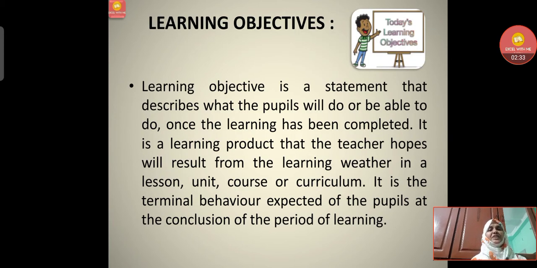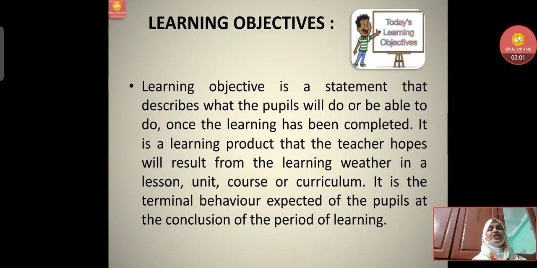Now, learning objectives. A learning objective is a statement that describes what the pupils will do or be able to do once the learning has been completed. It is a learning product that the teacher hopes will result from the learning, whether in a lesson, unit, course or curriculum. It is a terminal behavior expected of the pupils at the conclusion of the period of learning.